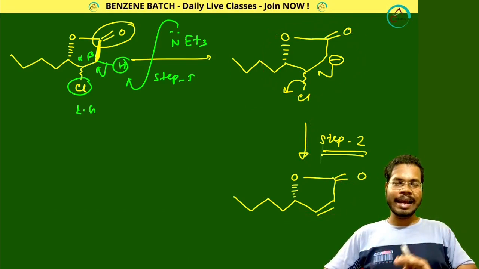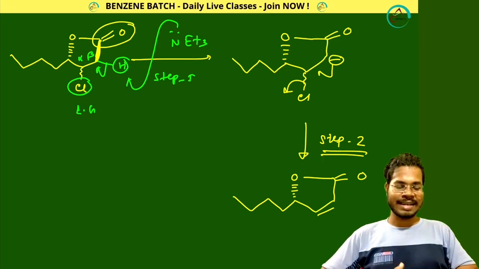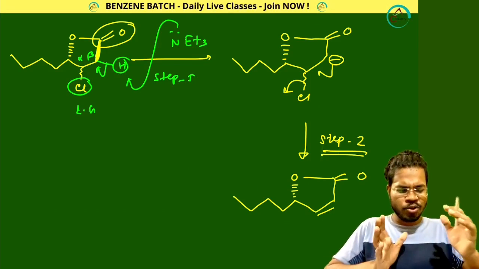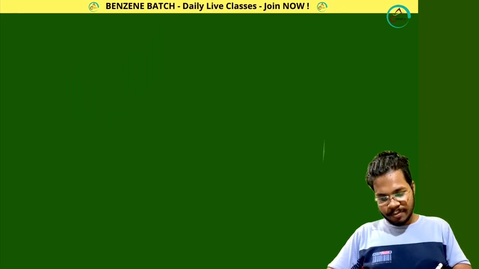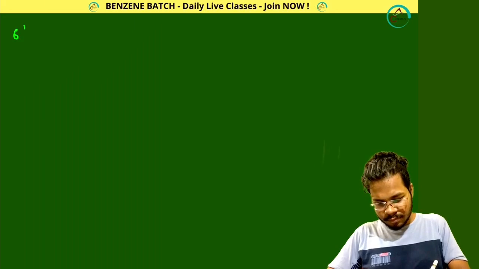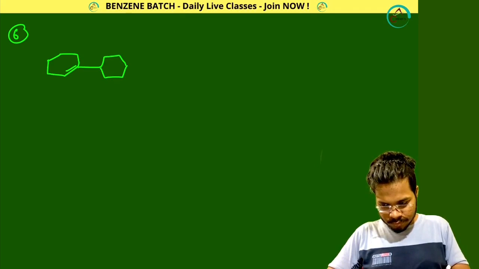So this is again Clayden's book problem. You have to understand these things very clearly, and just need to practice, because you have understood the mechanism. You just need to practice. Now coming to another problem, question number 6. This will be your homework.